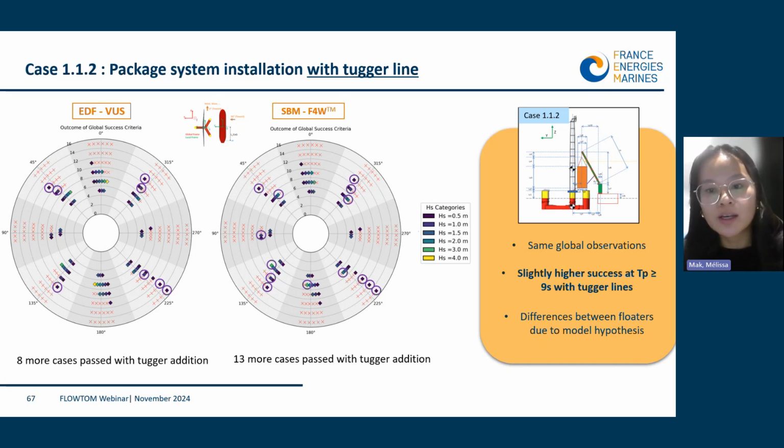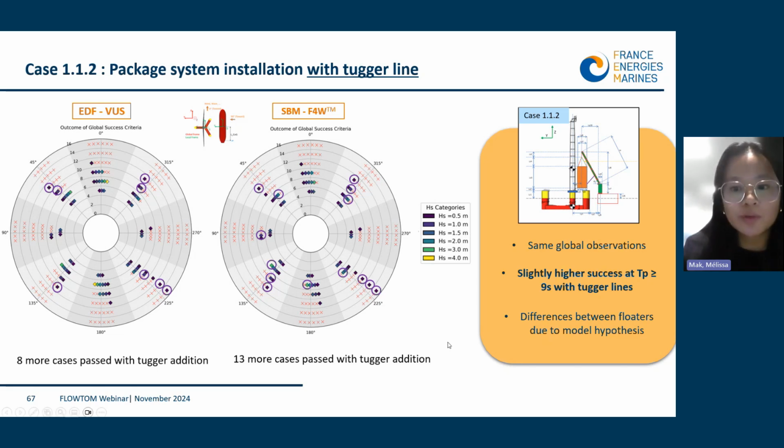Also, we noticed that the cases that have passed are especially for quartering sea, like 315 degrees, for example, and that we have also slightly increased the success rate for the TP above 9 seconds, but it's only for low HS, which is equal to 0.5 meters or 1 meter.